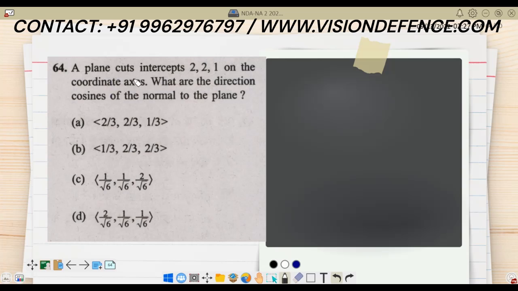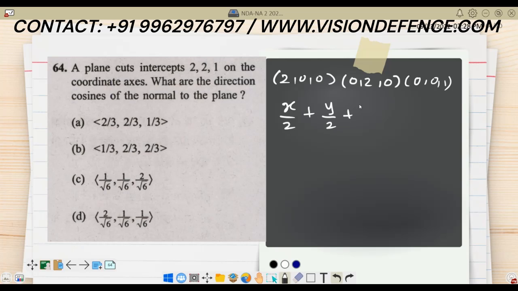We're going to go to the next question. A plane intercepts 2, 2 and 1 on the coordinate axes. That means the points 2 comma 0 comma 0, then 0 comma 2 comma 0, and then 0 comma 0 comma 1. What are the direction cosines of the normal to the plane? First we should write the plane equation in intercept form: x by 2 plus y by 2 plus z by 1 is equal to 1.